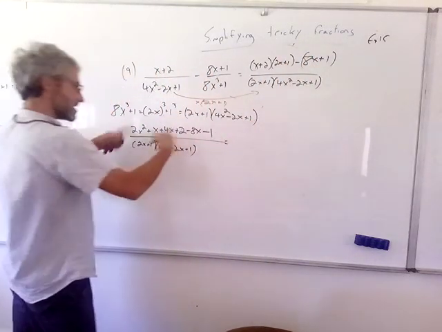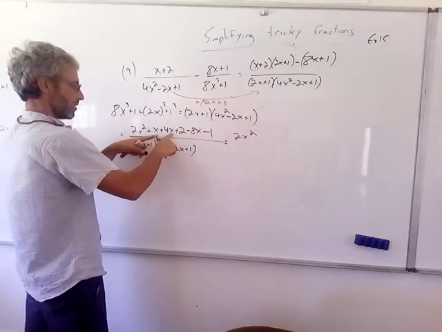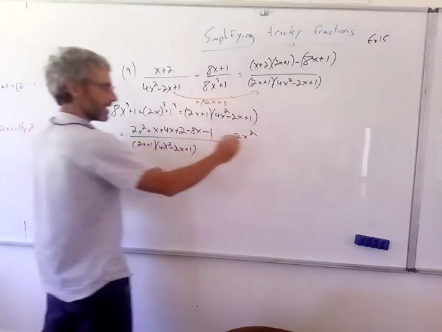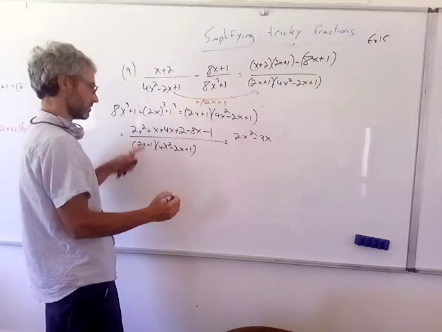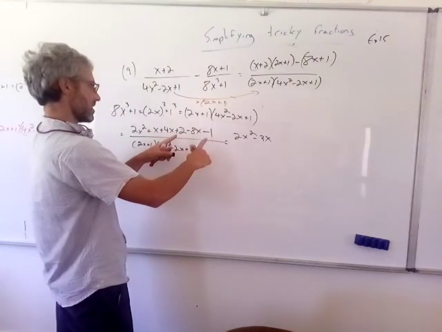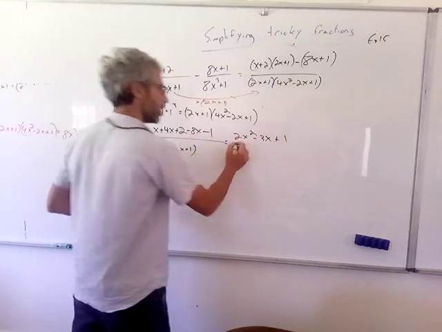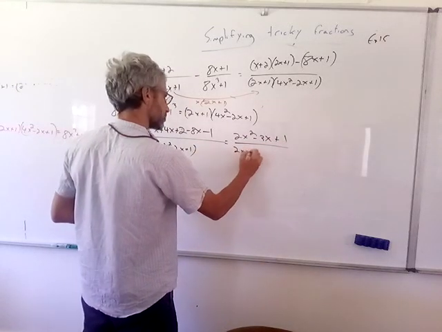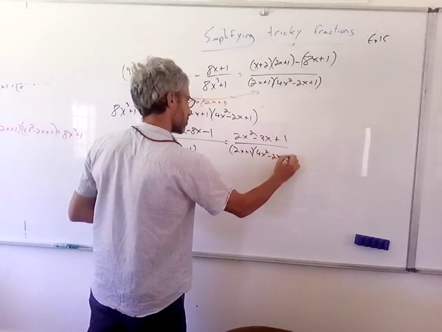Okay, now we tidy up here. So I've got 2x squared, x plus 4x, 5x minus 8x, minus 3x, right? Check me, please. 5x minus 8x is minus 3x. 2 minus 1, plus 1, I think. Is that right? Yes. Okay, 2x squared minus 3x plus 1, over 4x squared minus 2x plus 1.